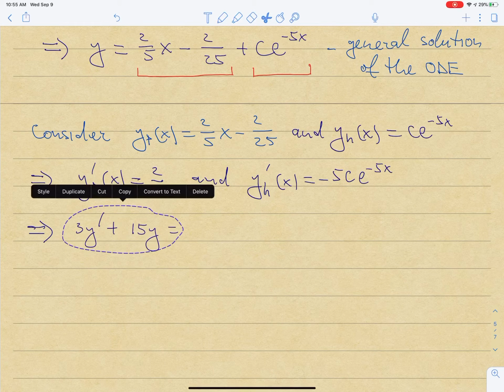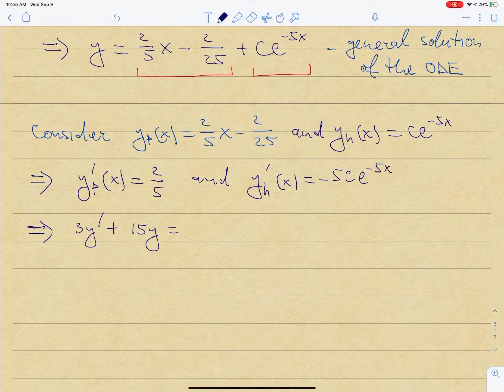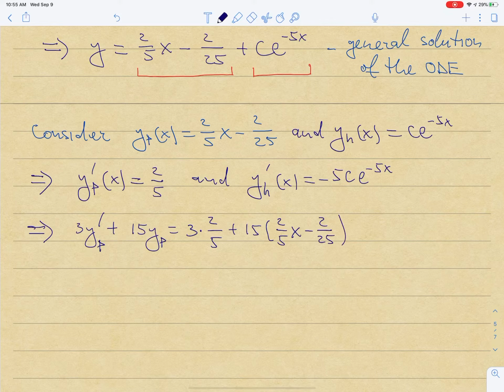So I'm going to evaluate that at yp first. What should this give me? It should give me 3 times yp prime, which is 2/5, plus 15 times yp, which is 2/5 x minus 2/25. And let's see how much that is. So this is 6/5.